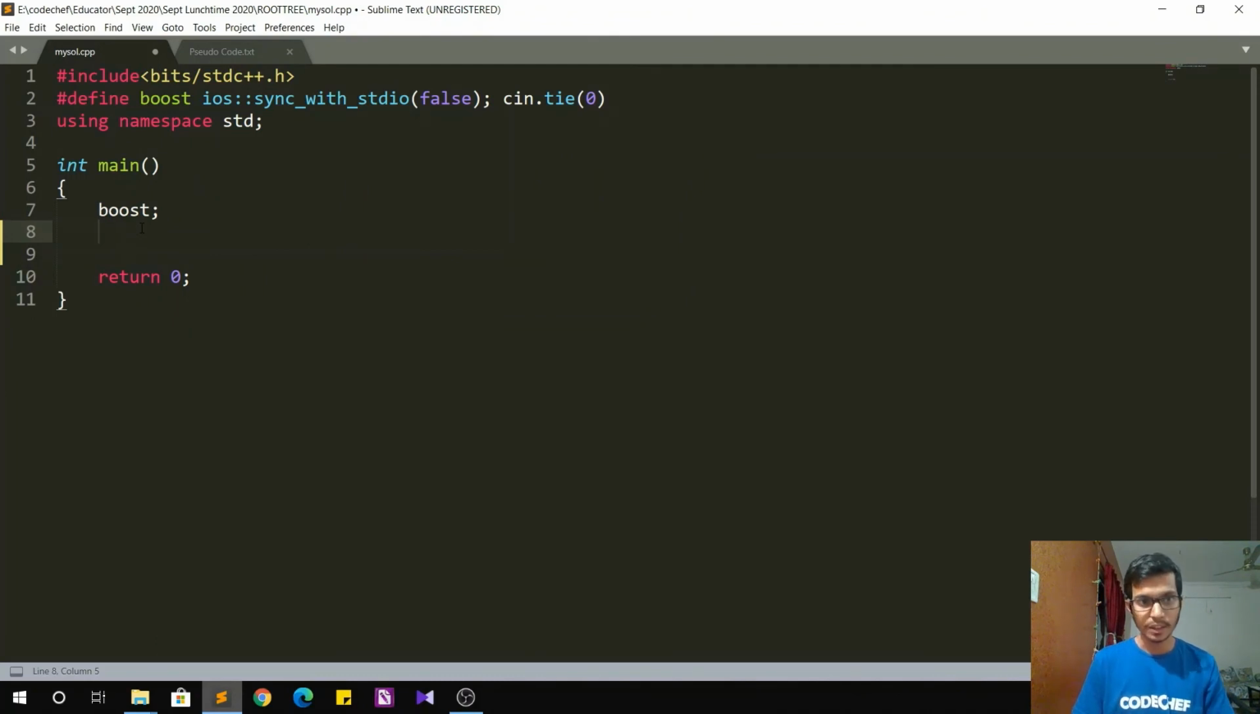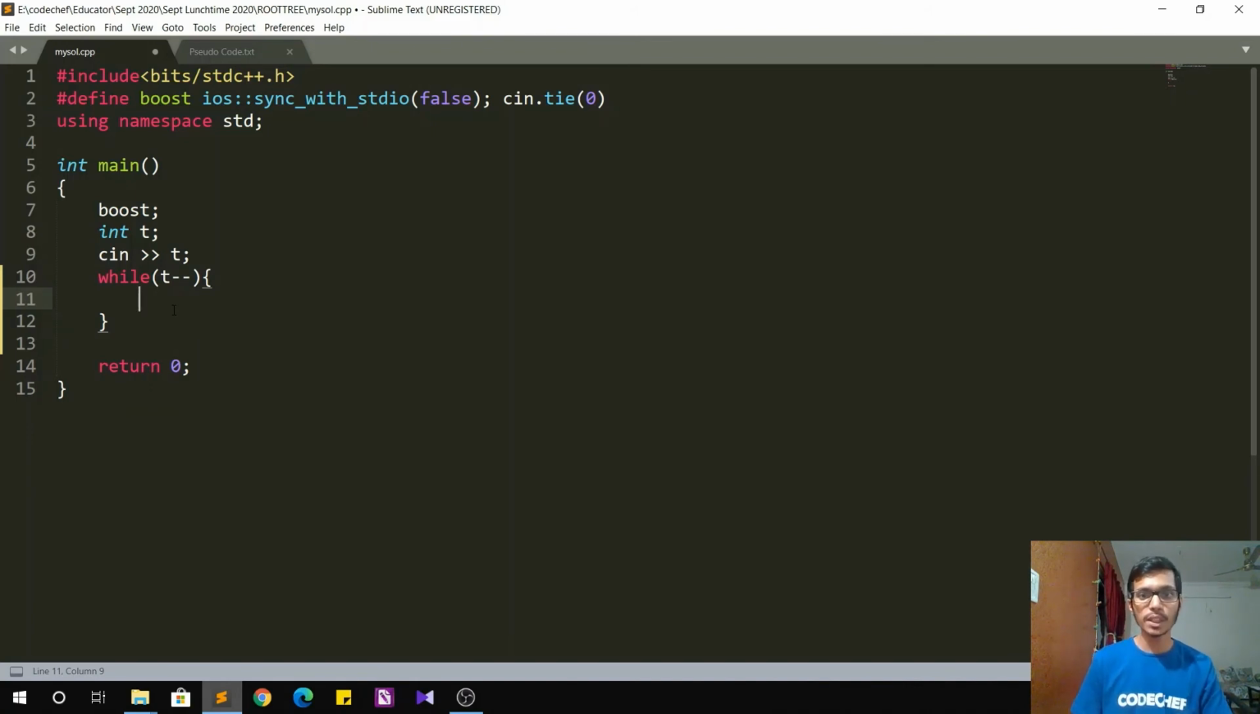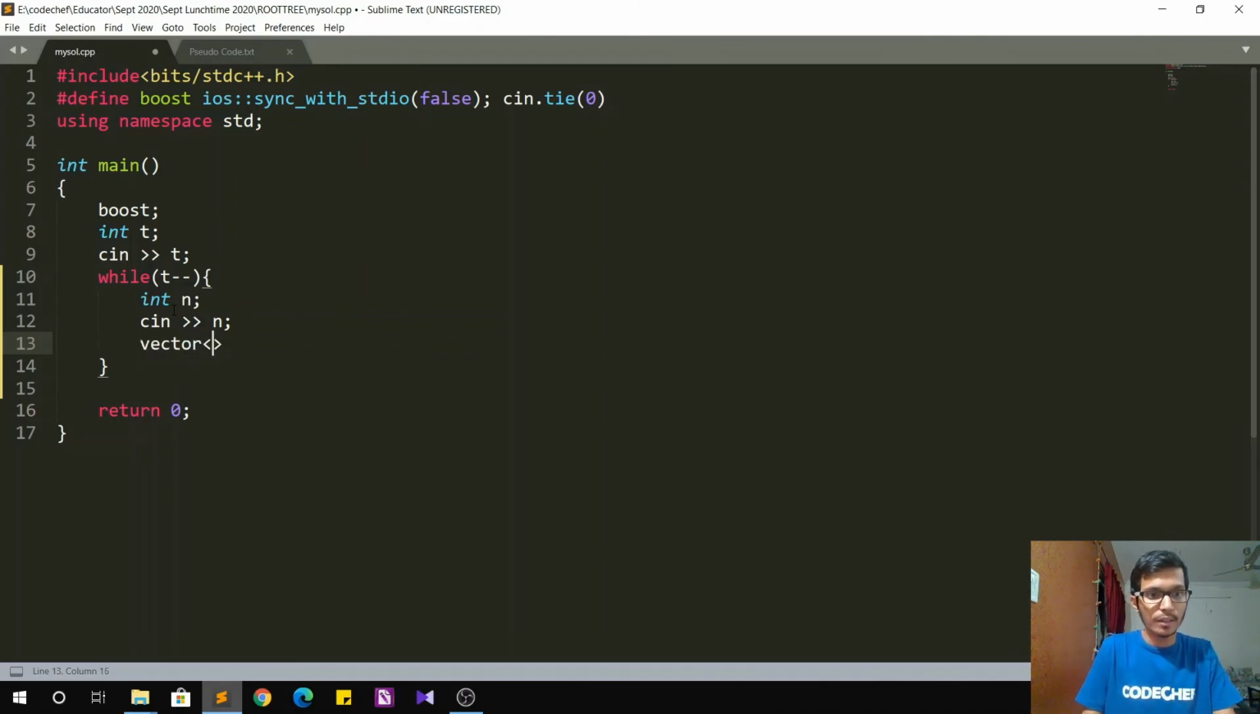Let's get to the implementation. So first, we start by taking the input for t test cases. Now, for each test case, we first take the input for the number of nodes, that is n. Now we create an array for storing the in degree. Note that I have created the vector of size n plus 1 because we will be using 1-based indexing for numbering the nodes. Now we will take the input for each edge.